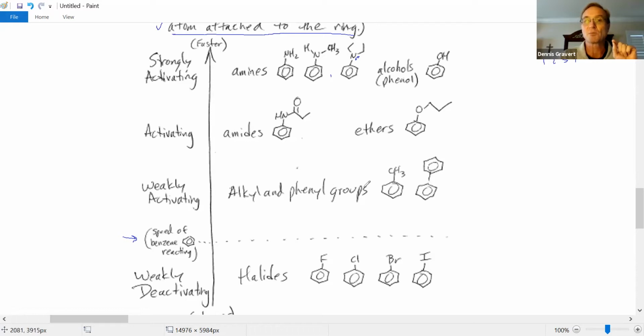If you put an alkyl group or another benzene ring, that's going to speed it up. These two molecules, toluene and what is that, biphenyl? You don't have to know that. These two molecules go faster than pure benzene. But if you have an amide, where the nitrogen and its lone pair are attached to benzene, or if you have an ether, oxygen with its lone pair attached to benzene, these go even faster than benzene with alkyl groups and benzene rings, and it goes faster than benzene, and it goes faster than aryl halides.